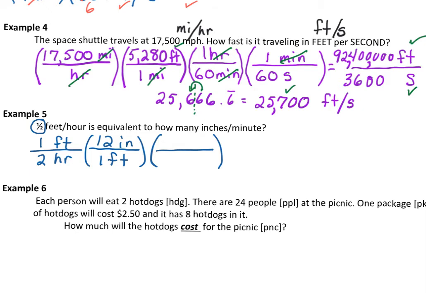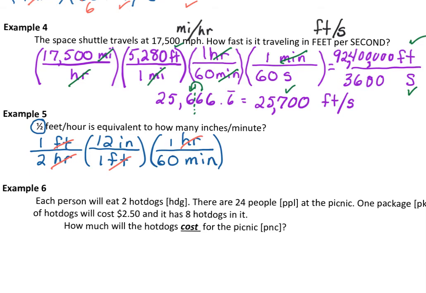Okay, 2 hours, I need minutes. So 1 hour, putting that in the top will allow it to cancel and leave me minutes in the denominator. Let's double check this. Feet cancel, inches. Oh, wait, I don't want to cancel the inches. I want those to remain there. I do want to cancel the hours, and I will have inches per minute left.